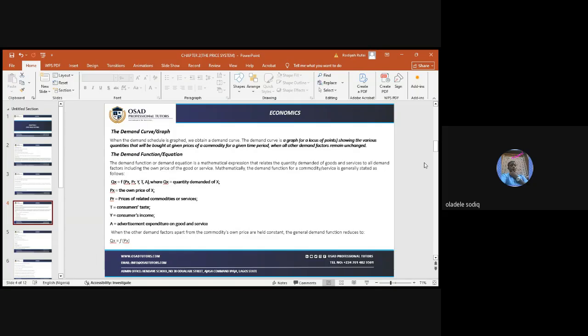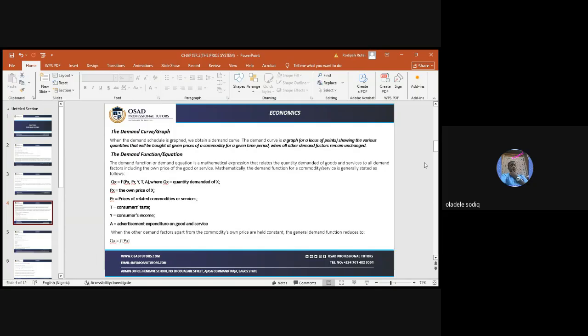So all of these are factors affecting demand, and they are what make up or constitute the demand function. So let's continue. Looking at the board, we have QS. The X there represents quantity demanded of a product. That X can be beans. So quantity demanded of beans is subject to what? To F, open bracket, PS. That PS represents what? Price of the goods. PR represents price of related commodity. Y represents consumer income. T represents consumer taste. A represents advertisement expenditure on the goods and services.